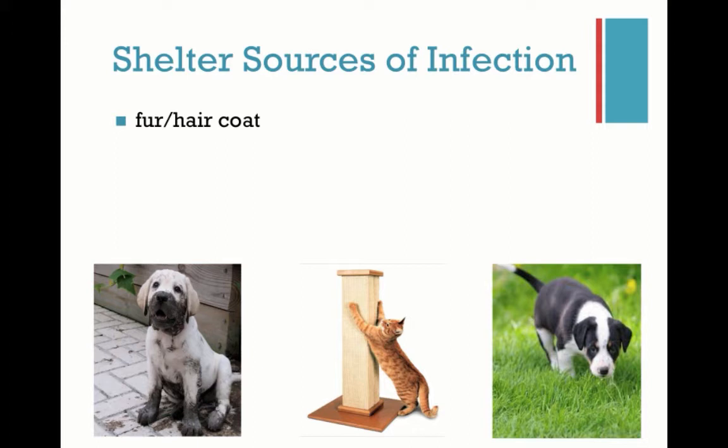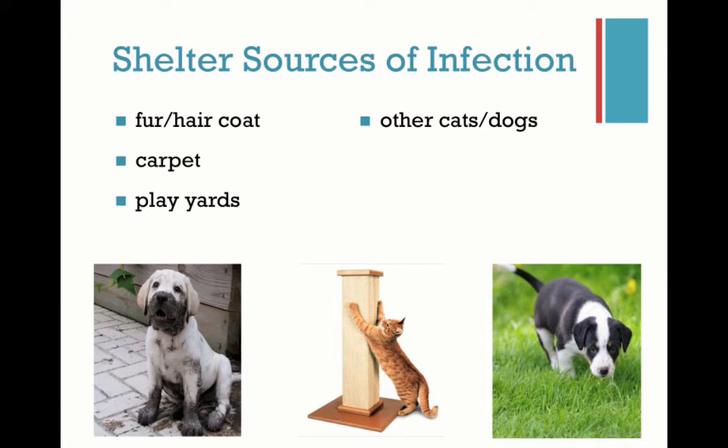What's the kitten playing on? Scratching post, so it's carpet. The eggs stick really well to carpet surfaces, so that's something you need to be aware of. What's this puppy playing in? Grass, yeah, exactly. So the feces can land in the grass and it's really hard to get rid of out of dirt. So there's a lot of surfaces and areas that can be a source of infection.